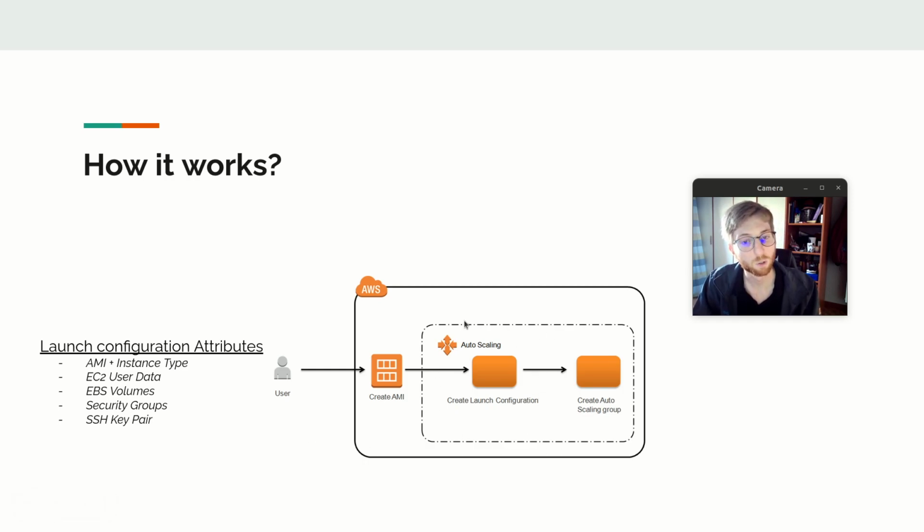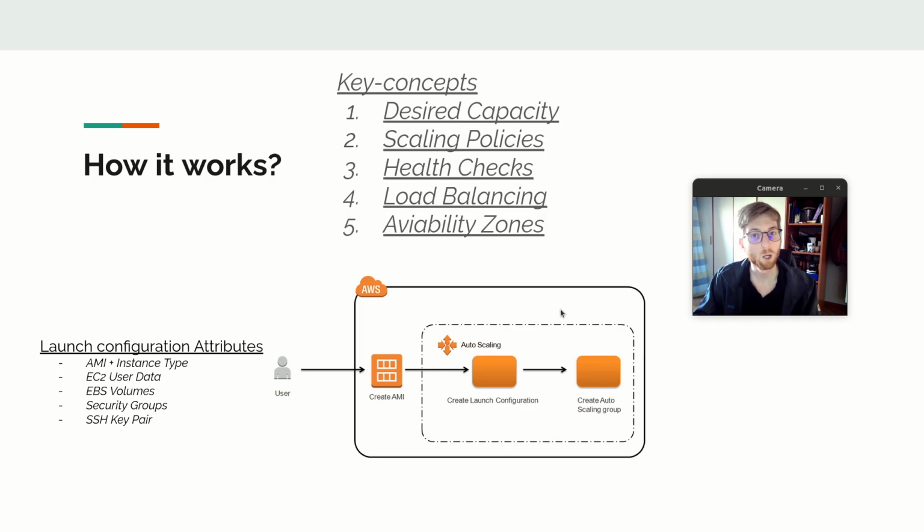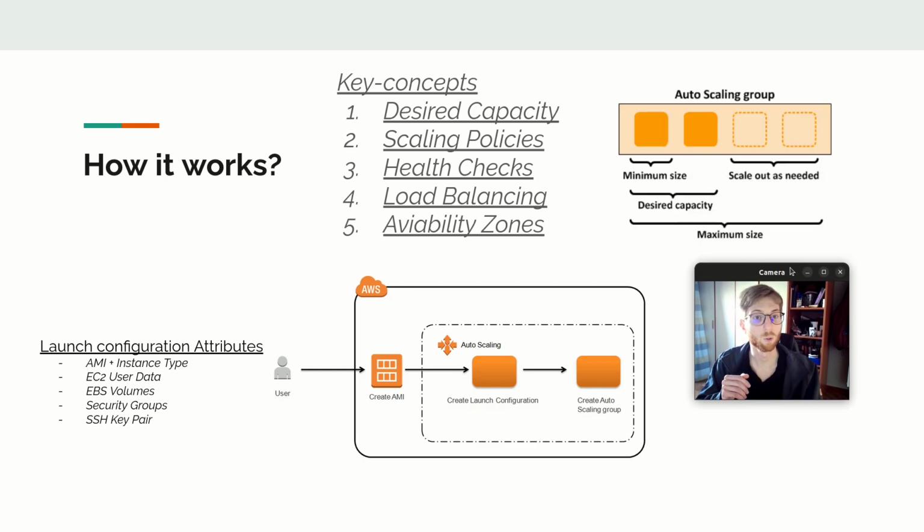Then you take this launch configuration template and you use it for building your autoscaling group. So your autoscaling group will scale up or down based on the launch configuration you gave it. Key concept: when you build an autoscaling group, you have to set the desired capacity. So you say desired is 2 instances, minimum is 1, maximum is 4. So your autoscaling group will scale up and down as needed. Then you can set the scaling policies.